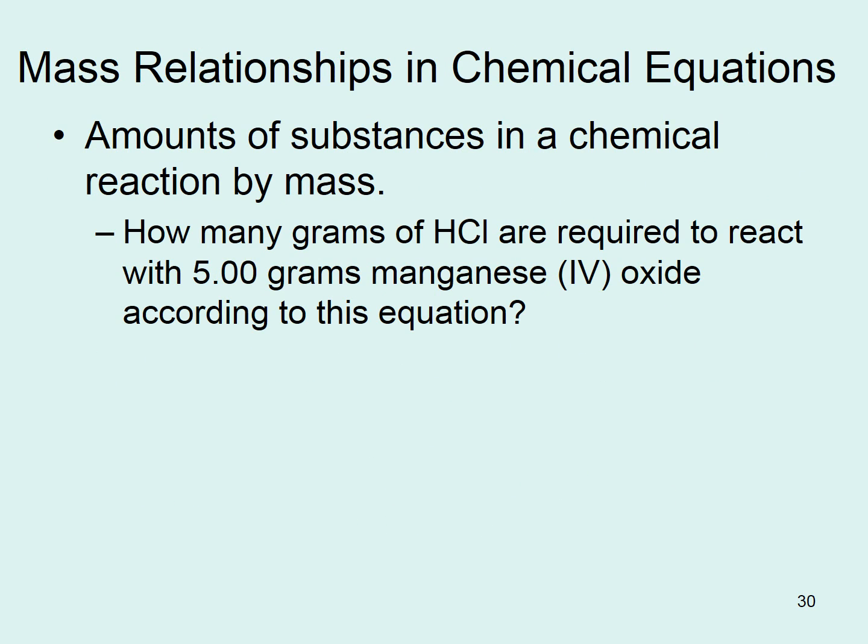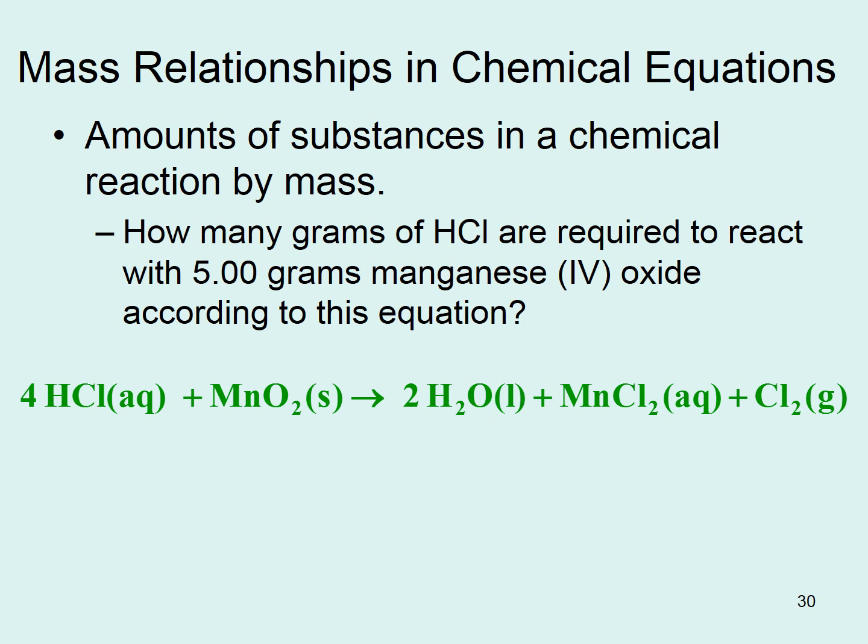Now, of course, in the lab, we're mostly working with grams, and so moles aren't very useful. And so we need to be able to do the same thing by mass. So here's an example. How many grams of HCl are required to react with 5 grams of manganese 4 oxide according to this equation? So there's our balanced equation.